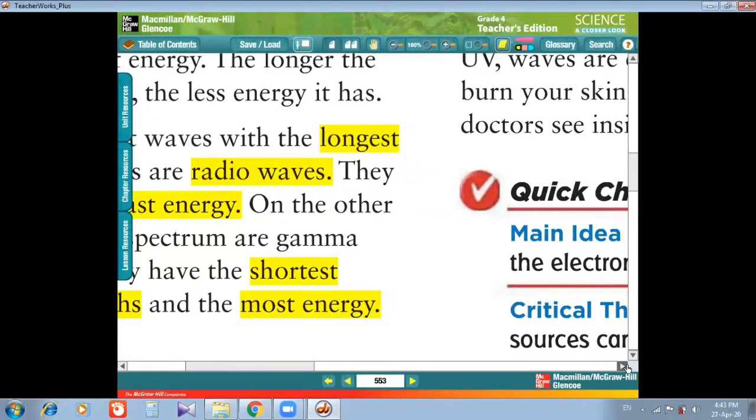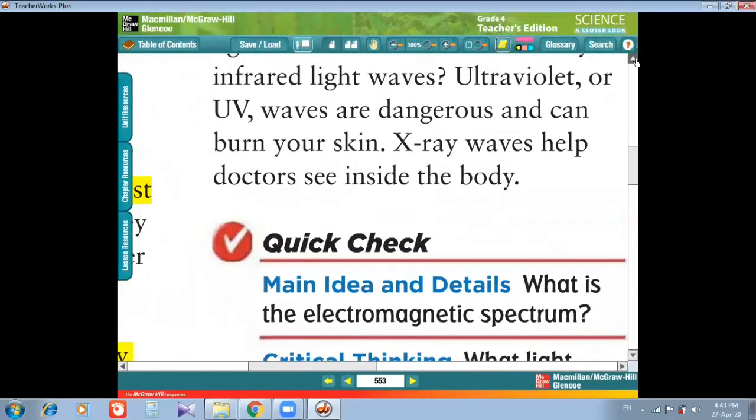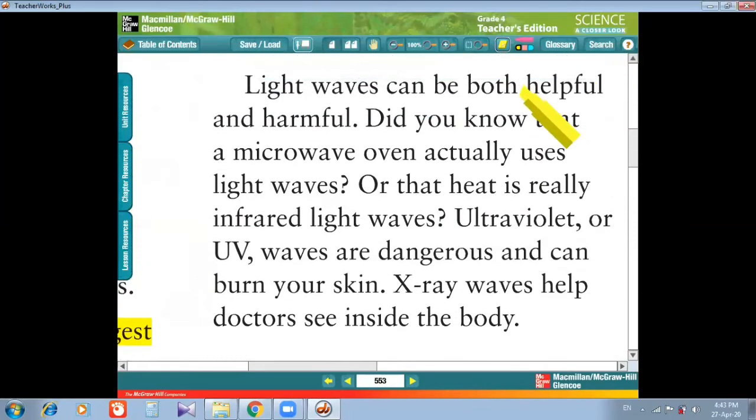Now on the second column, we have light waves can be both helpful and harmful. Some of them are helpful, some of them are harmful. Did you know that a microwave actually uses light waves? Or that heat is really infrared light waves. Ultraviolet, or UV. UV is the name of ultraviolet rays. Ultraviolet waves are dangerous and can burn your skin. So these types of waves are very dangerous.